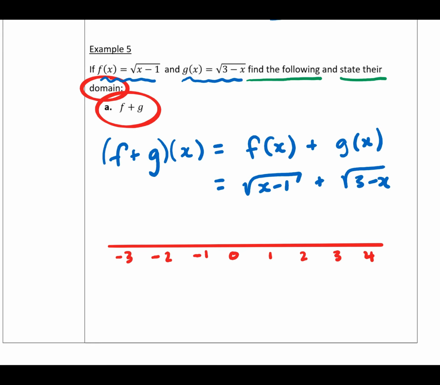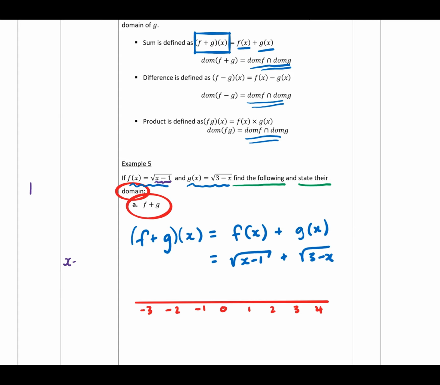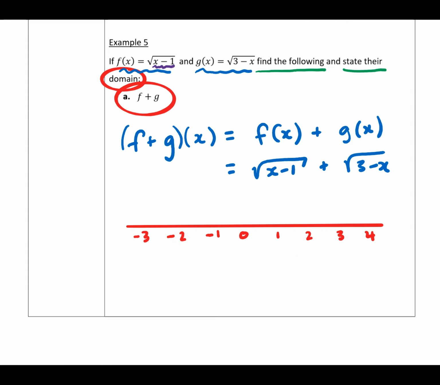Now, x minus 1. This is the inside part of f. Remember that we can't have the square root of a negative number. And so that inside part, that x minus 1, sorry about that, that x minus 1 has to be greater than or equal to 0. And so I find that x has to be greater than or equal to 1. So my domain of f is going to be 1 onwards.